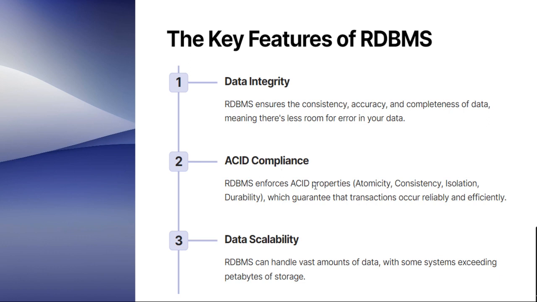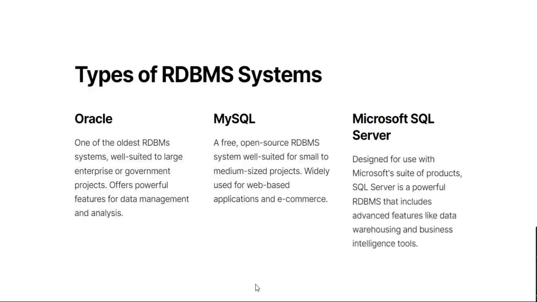ACID stands for atomicity, consistency, isolation, and durability, which guarantee that transactions occur reliably and efficiently. And the third feature is data scalability. RDBMS can handle vast amounts of data, with some systems exceeding petabytes of storage. So these are the key features of RDBMS.